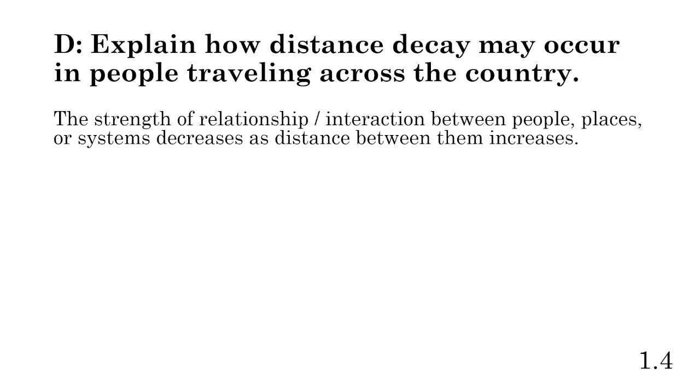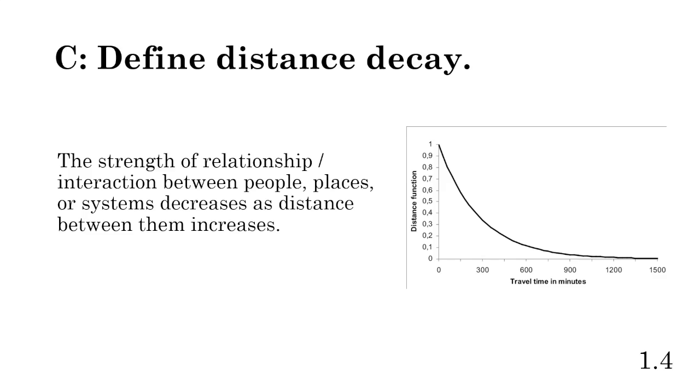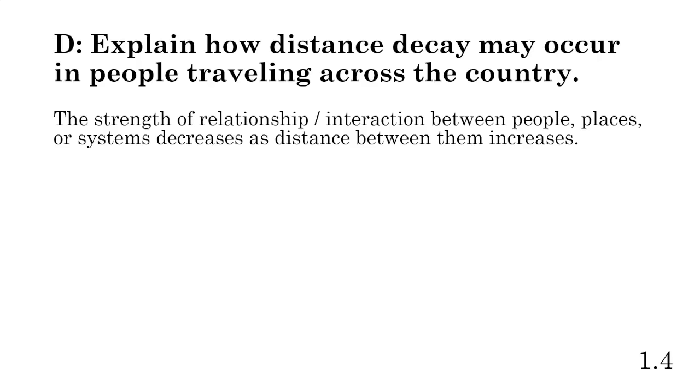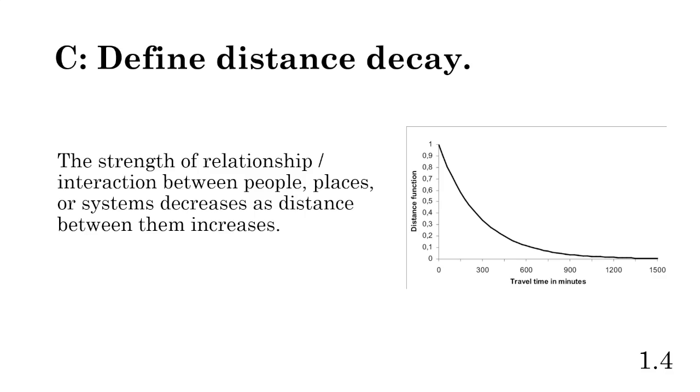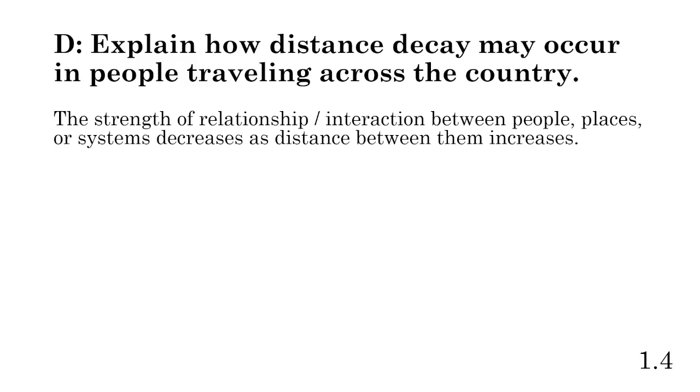All right, here's another one. Explain how distance decay may occur in people traveling across the country. So you're taking the definition and applying it to a real world example, an application, and you will see that on the AP exam. These are here to determine who passes and who does not. A lot of people who won't pass the exam will still get the point for the definition, but they're not going to get the point on the explanation.